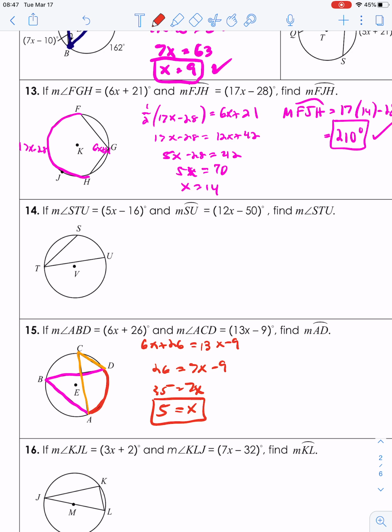Let's go red. The measure of angle ABD is going to equal 6 times 5 plus 26, which equals 56. And we know the arc AD is going to equal 2 times 56, which is 112 degrees. Check. Done.